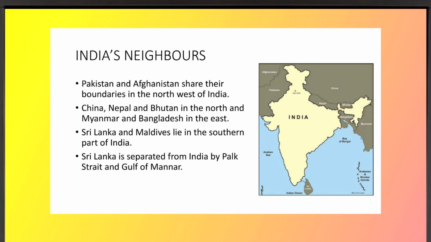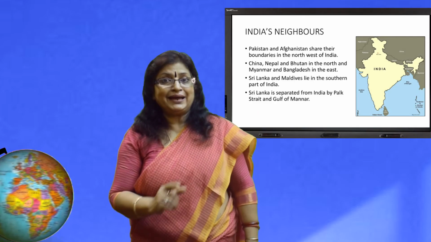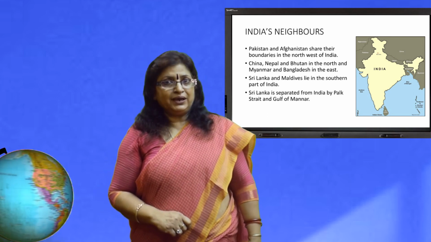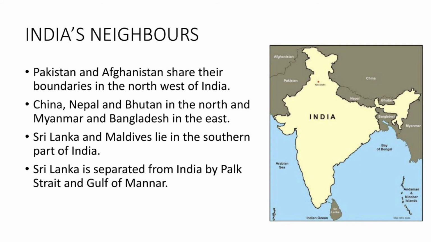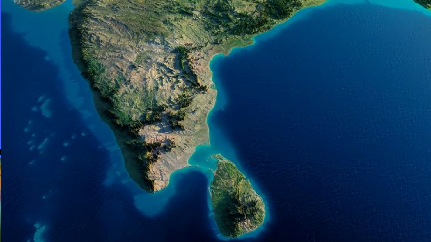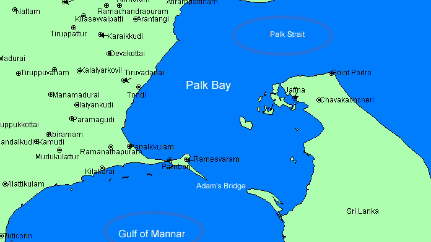Now let's move towards the southern part of India. The southern boundary is not attached to any country, children. It has one neighboring island country. Can you guess? Can you tell me the name of that country? Yes, it is Sri Lanka. Sri Lanka is separated from India by a narrow stretch of water, and the name of that stretch is called Palk Strait, along with another water body called the Gulf of Mannar. So these two small water bodies separate Sri Lanka from India.